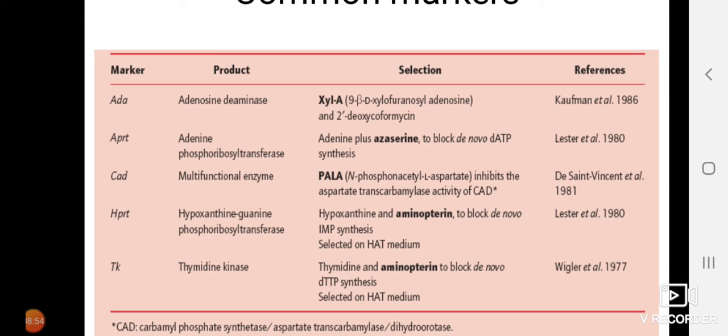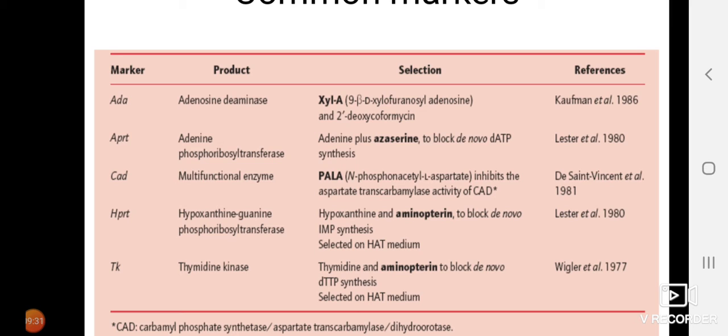Selection is done, for example in the case of HGPRT, by providing hypoxanthine and aminopterin to block the de novo IMP synthesis, and cells can get selected on the HAT medium, having hypoxanthine, aminopterin and thymidine. Then the thymidine kinase gene, the TK gene, is also used. There people use thymidine in the medium as well as aminopterin. Aminopterin blocks the de novo pathway and induces the salvage pathway only.